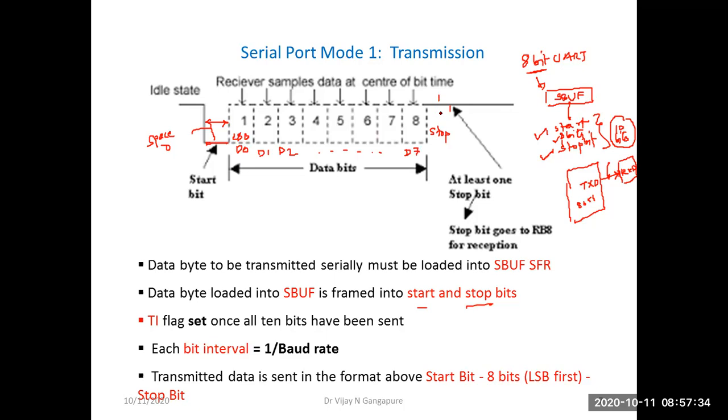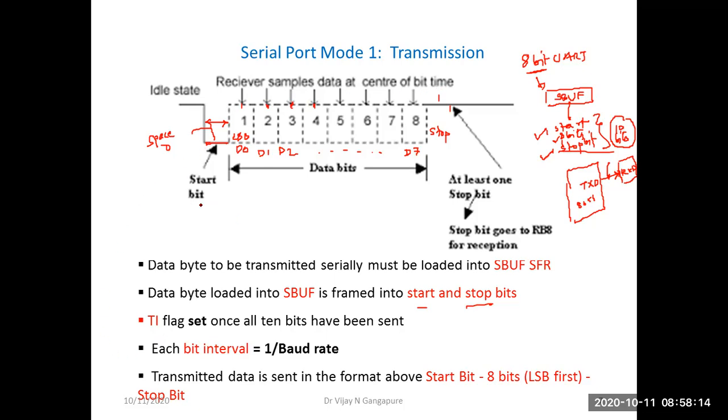The stop bit will be marked, that is 1. So this is the start bit and this is the stop bit, and these are the total 8 bits of data with LSB transmitted first. These 10 bits of data will be shifted on this TXD pin, and will be received at the other end on the RxD pin of that device. They will be sampled at the middle of each bit; the receiver samples data at the center of each bit time.